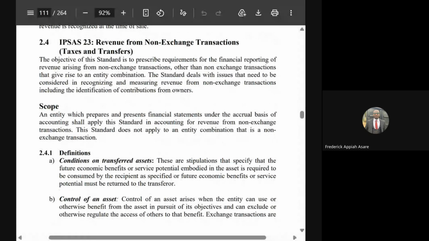And here the standard that covers it in the IPSAS is the IPSAS 23. The objective of this standard is to prescribe requirements for the financial reporting of revenue arising from non-exchange transaction other than non-exchange transaction that gives rise to an entity combination. So other than those transactions that give rise to that.